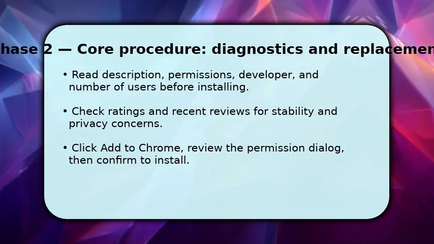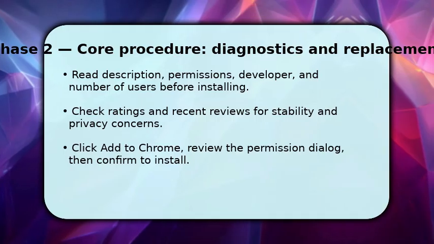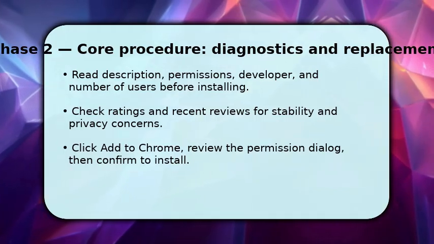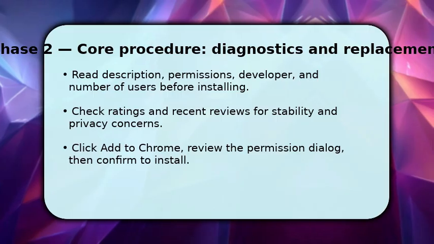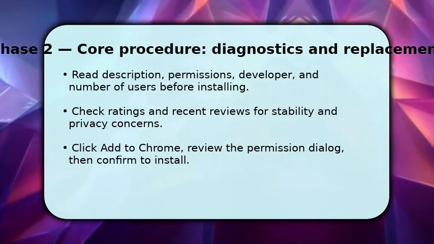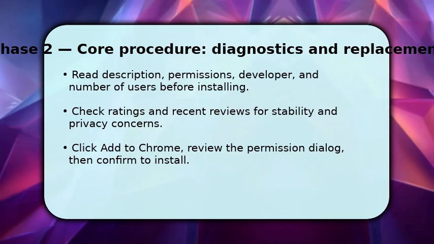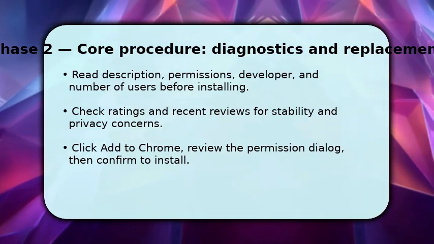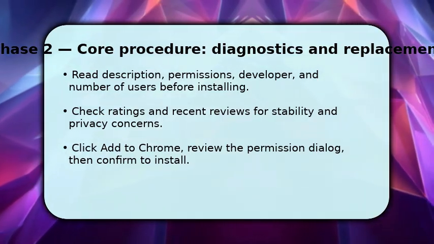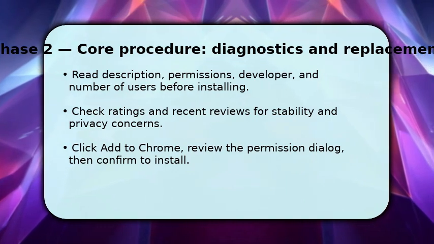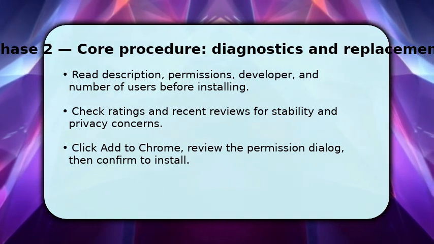When ready, click Add to Chrome and carefully read the permission dialog that appears, accept only if you're comfortable. Once confirmed, Chrome downloads and installs the extension, then pin it to the toolbar so it's immediately accessible for use and quick settings adjustments. You finish by verifying the extension appears in the toolbar.